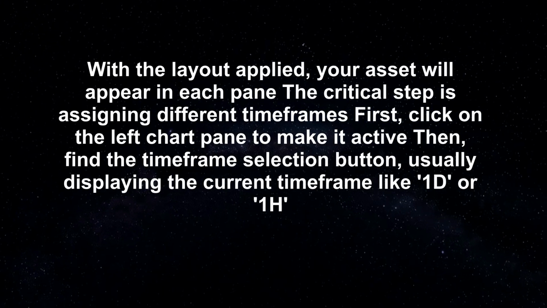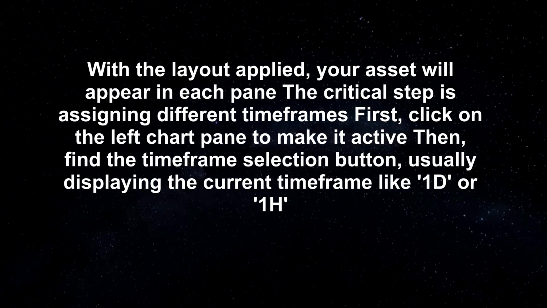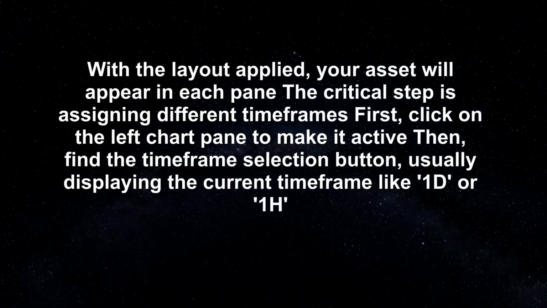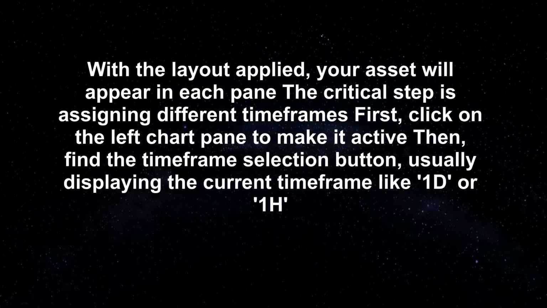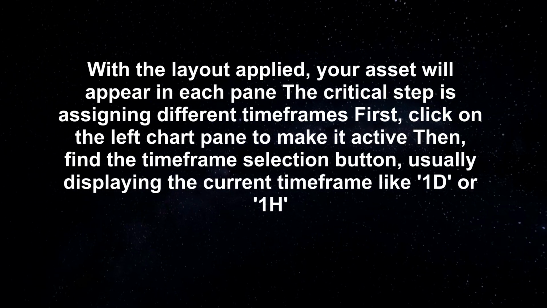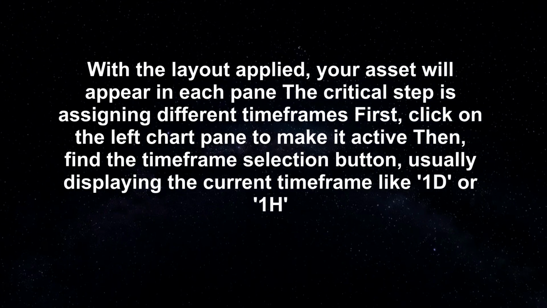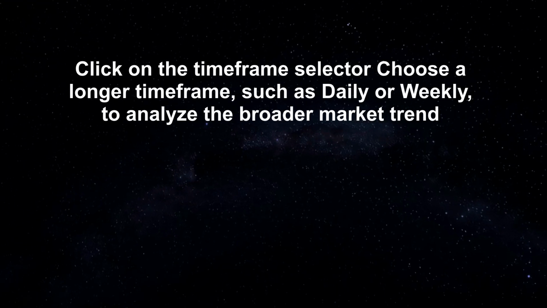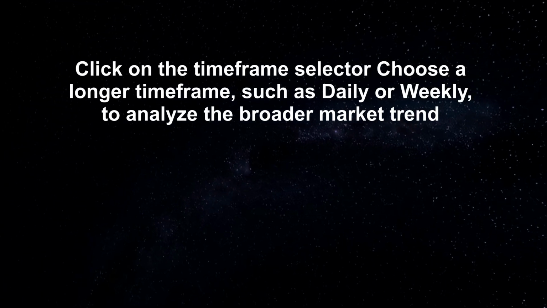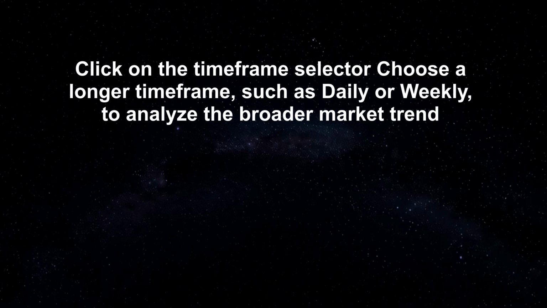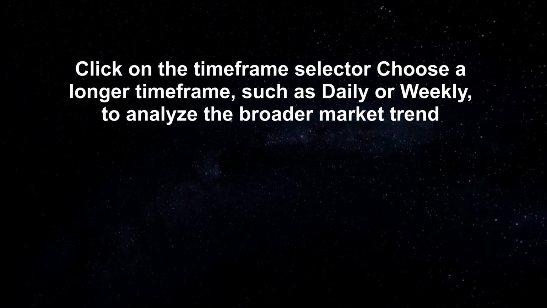The critical step is assigning different timeframes first. Click on the left chart pane to make it active, then find the timeframe selection button, usually displaying the current timeframe like 1D or 1H. Click on the timeframe selector, choose a longer timeframe, such as daily or weekly, to analyze the broader market trend.